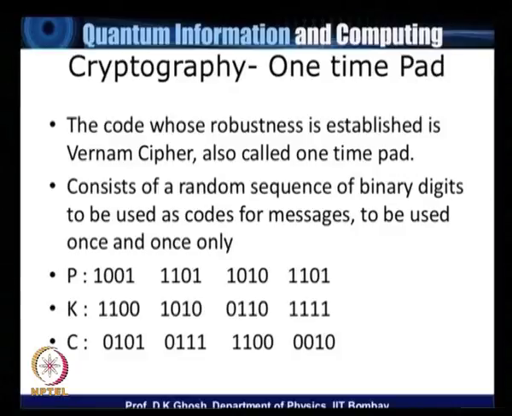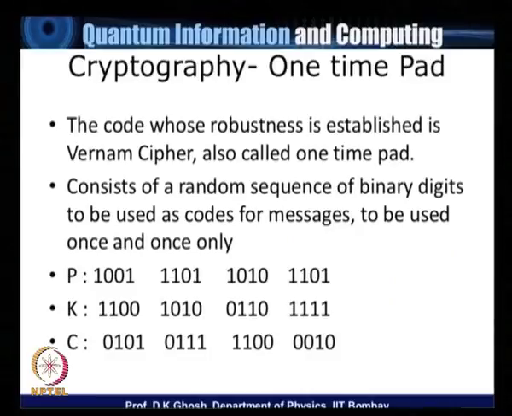The advantage of such a code is that if you use it once and once only, it can never be broken, because if you repeat, there is a possibility of people trying to find out what is this document that you are relying on for sending a code. So basically the way I would describe it is this: suppose I have a random sequence of binary digits which will be used as codes for messages, and I will be using it once and once only.